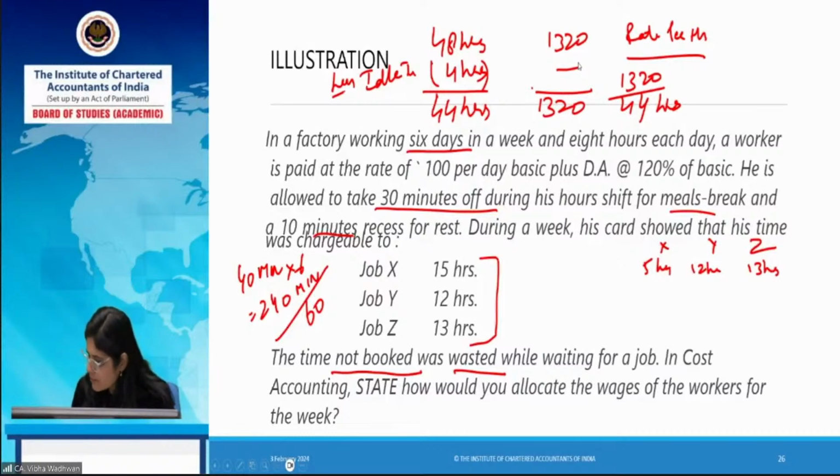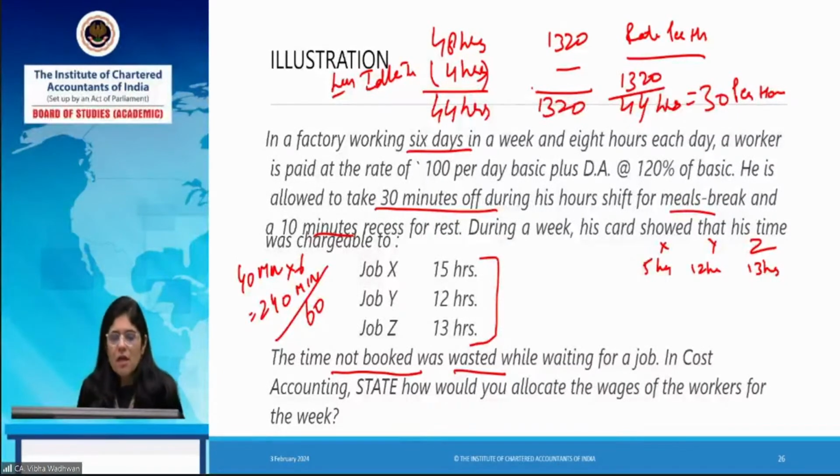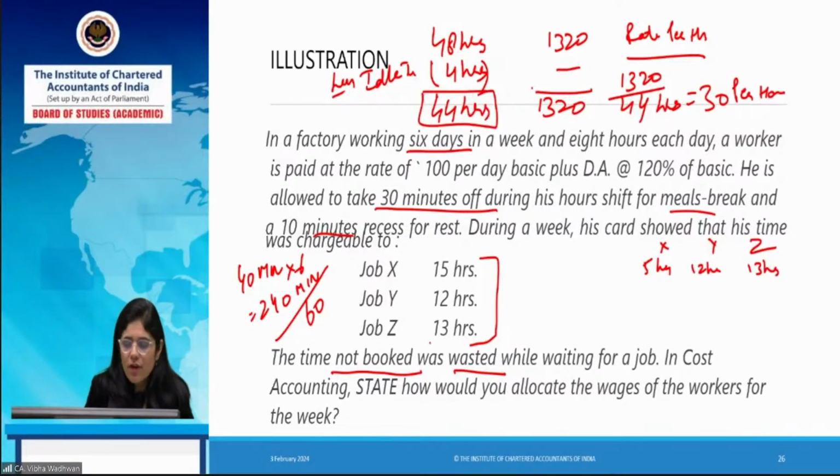So how much is the rate coming? Divided by 44, it's 30. 30 per hour is the normal labor rate per hour. Clear? So now how much has he actually worked? 48 hours was the total time available, 44 hours he should work. But he has actually worked for 15, 12 and 13, which comes to 40 hours.